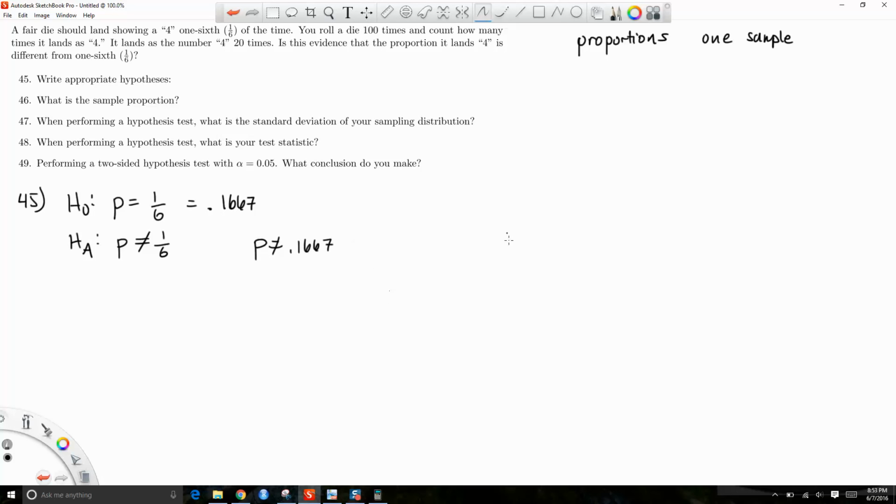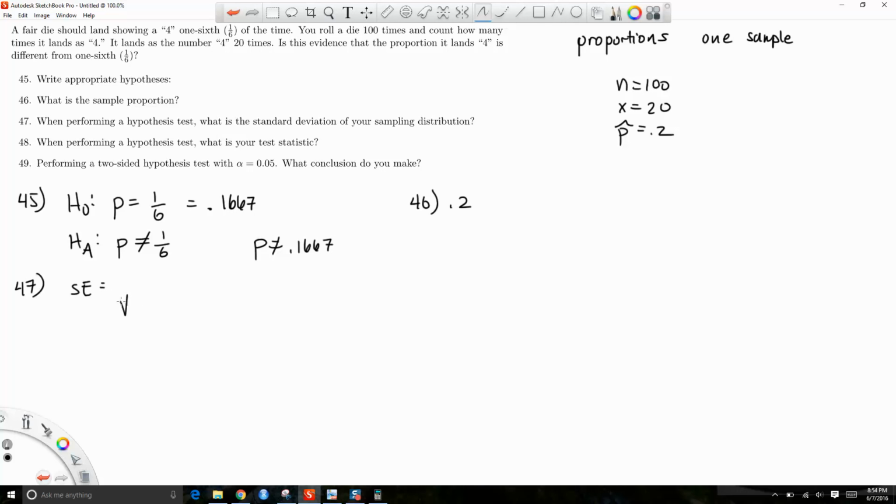All right, our sample proportion. So let's stuff our data. We've rolled it 100 times. We got 20 number 4s. So our p hat would be 0.2. So 46, that's easy, 0.2. Okay, 47, standard deviation of your sampling distribution. That's just another word for the standard error. Okay, that's the definition of the standard error.